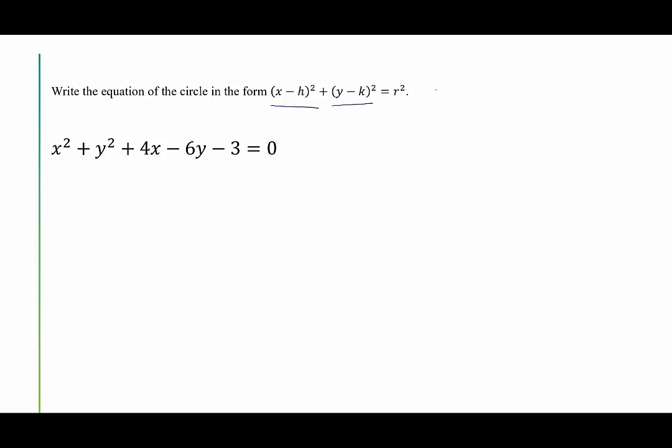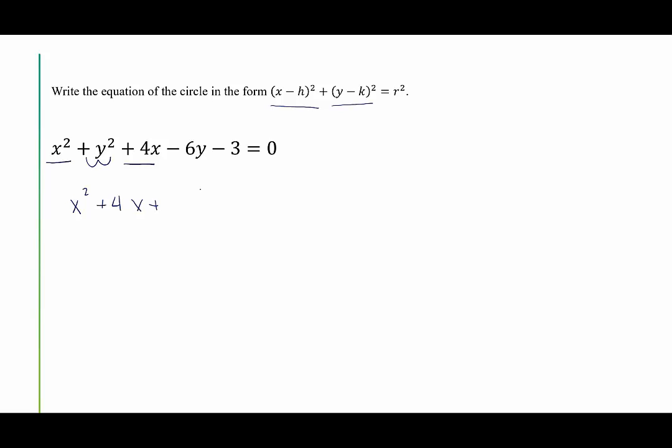x² + y² + 4x - 6y - 3 = 0. I'm going to start by grouping together the x terms, grouping together the y terms, and moving the constant to the right-hand side. So I have an x² and a 4x. I'm going to say x². Now I can't actually add these because they're not like terms. And then I'm going to leave a space here. I know I'm going to be adding something to it. I just don't know what yet.